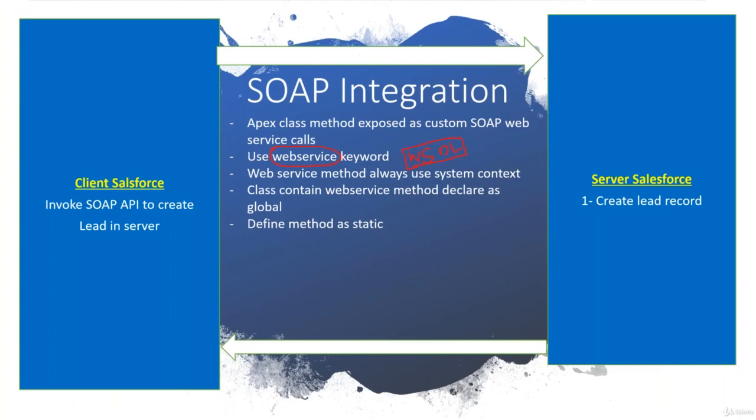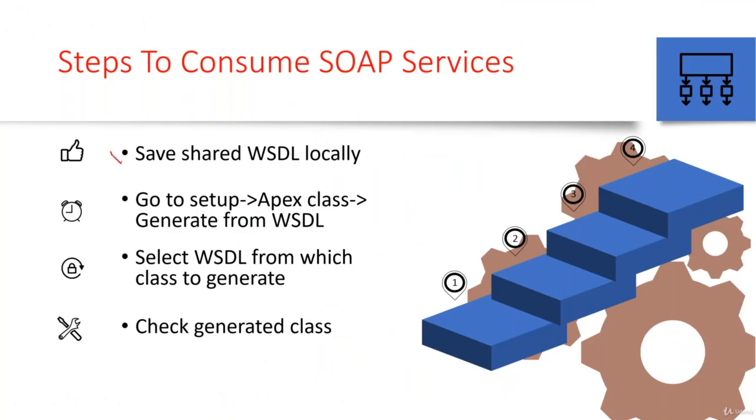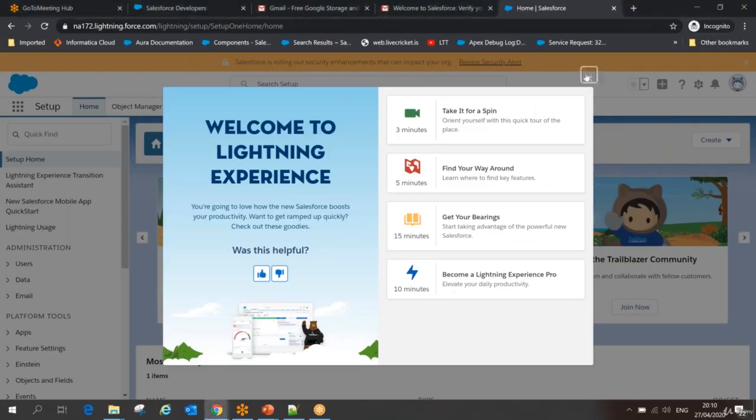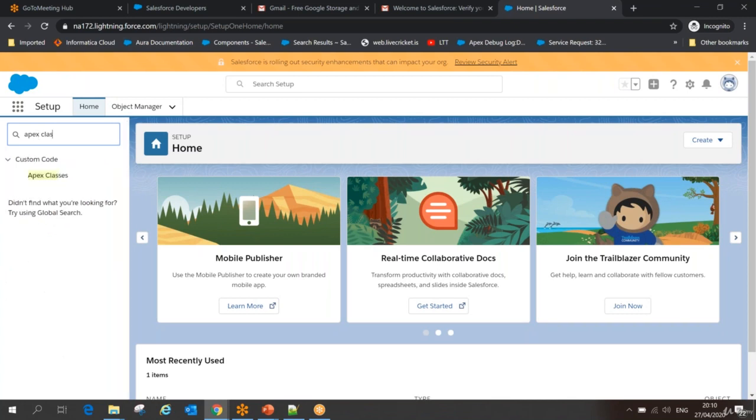I want to generate an Apex class from this WSDL file. I have saved the shared WSDL locally. Then in the client org, I can go to Setup, Apex Classes, and there is a button called Generate from WSDL. So this is my client application, which I opened in incognito. I am going to Apex Classes here.